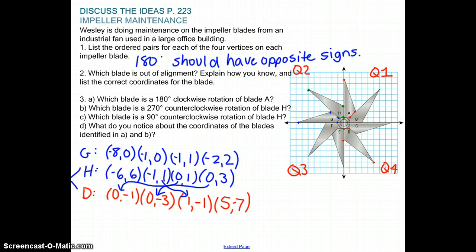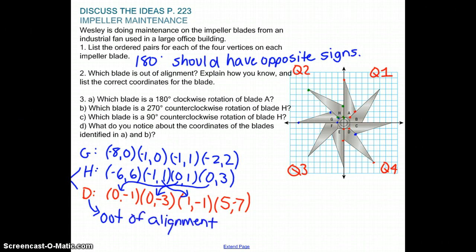So question 2, which blade is out of alignment and how do you know? You know that it's either H or D that's out of alignment because one of these coordinates does not match up. So let's look at H and let's look at D. D has this point right here where this line is actually crooked. It should be a straight line like it is in all the rest. So that tells you that D is out of alignment.